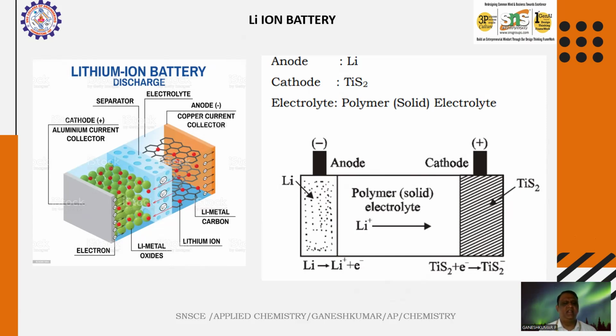On the left side, I have given a three-dimensional structure of this lithium-ion battery, where you use a separator, that means an electrolyte. It is also called a separator there. There is also a copper current collector with the anode and an aluminum current collector with the cathode. And lithium oxides, lithium metal and carbon are used here as anode and cathodes.